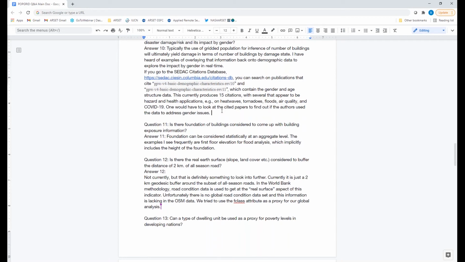I don't know if the papers actually look at gender. You'd have to read them, but at least it gives you a starting point to find out if anybody has actually done a detailed analysis of gender using these disaggregated population data.